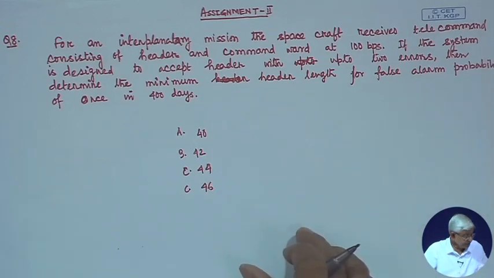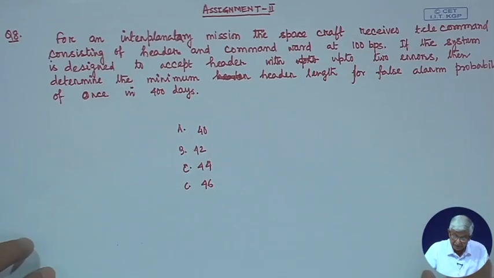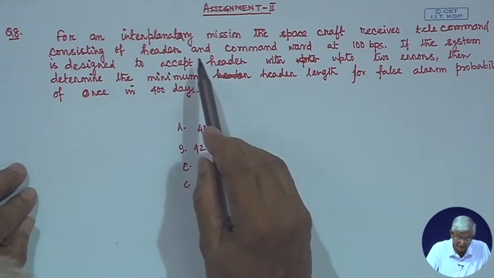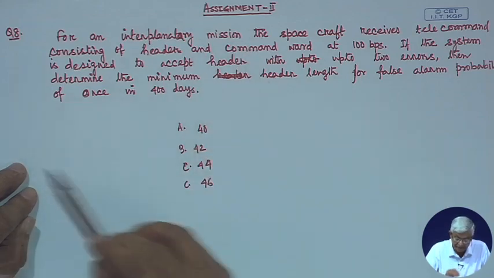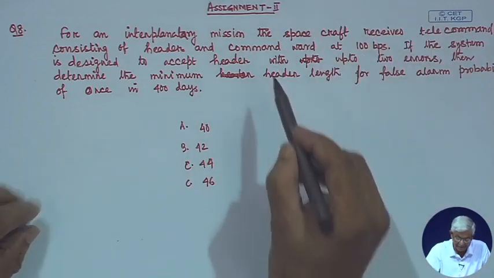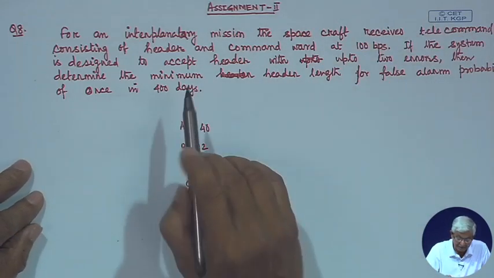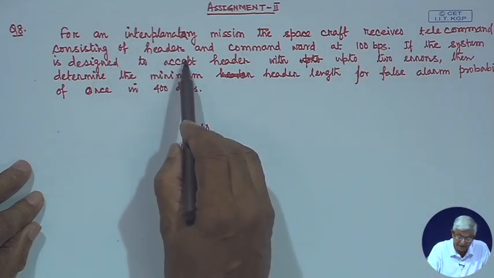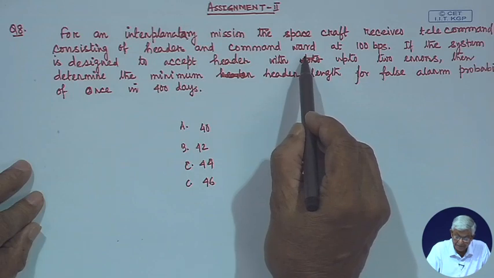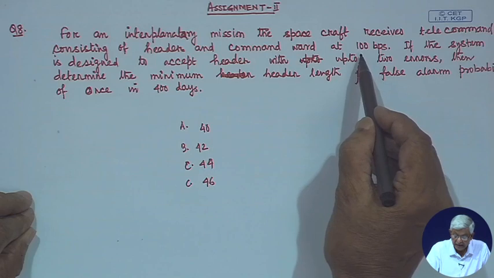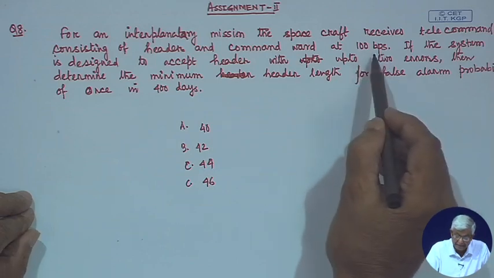And now, question 8. This is for an interplanetary mission. Till now we were discussing the satellite which is orbiting around the earth, etc. Now, we have been given a problem which is interplanetary. But let us see what the problem is. In an interplanetary mission, the spacecraft receives a telecommand consisting of a header and command word at 100 bits per second, a very low bit rate.